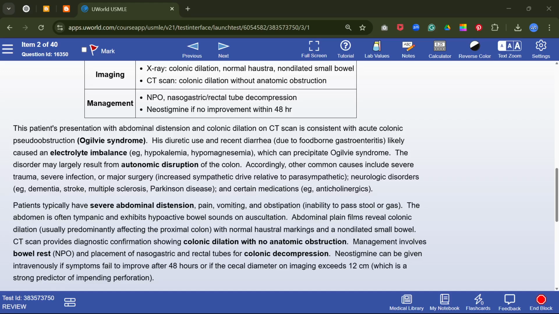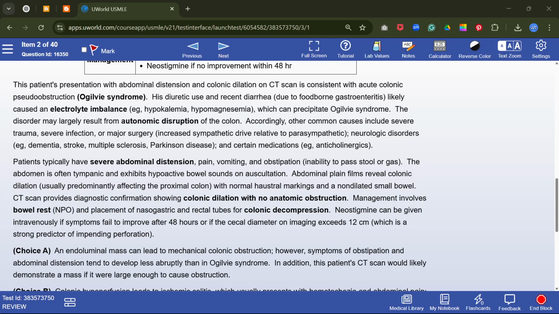The disorder may largely result from autonomic disruption of the colon. Other common causes include severe trauma, severe infection, major surgery, and others. There is severe abdominal distension, and CT shows colonic dilatation with no anatomic obstruction. Management involves bowel rest, NPO, and placement of a nasogastric and rectal tube for colonic decompression.